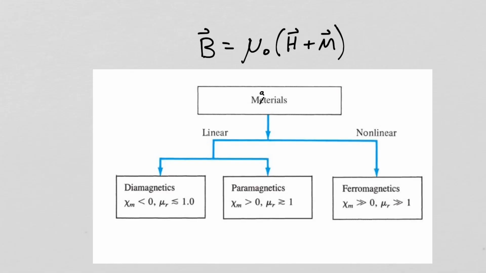We're now going to look at the behavior of materials in magnetic fields. Here's a figure from your textbook that divides materials between nonlinear and linear materials, and the linear materials between diamagnetic and paramagnetic materials. First, let's get a mental representation of how we would apply a field to a material.